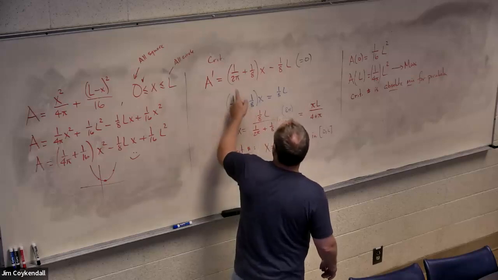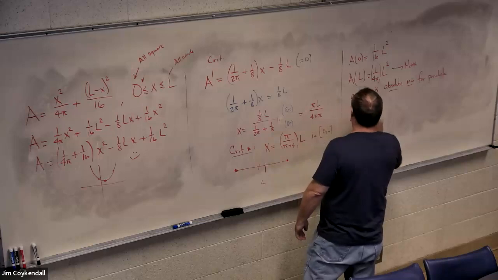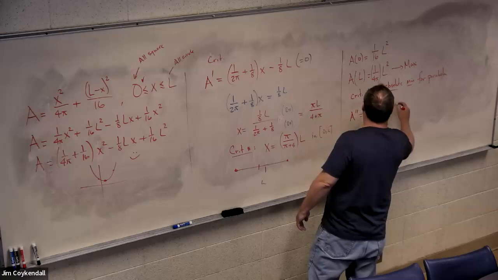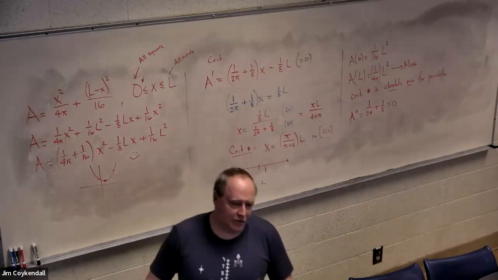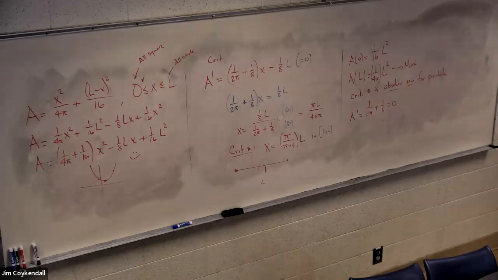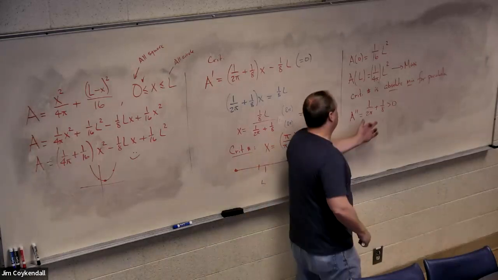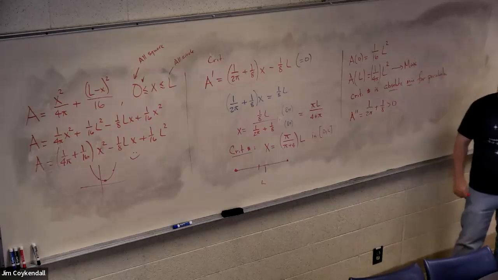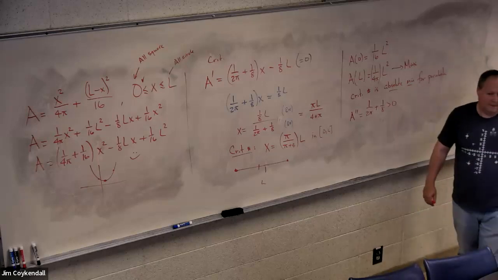Here's my plug for the second derivative test. Notice that A double prime is 1/2 pi plus 1/8, which is positive. So that means that that number actually should give a local minimum. It's a continuous function, and that's the only local extreme, so it has to be the absolute one. Any questions?